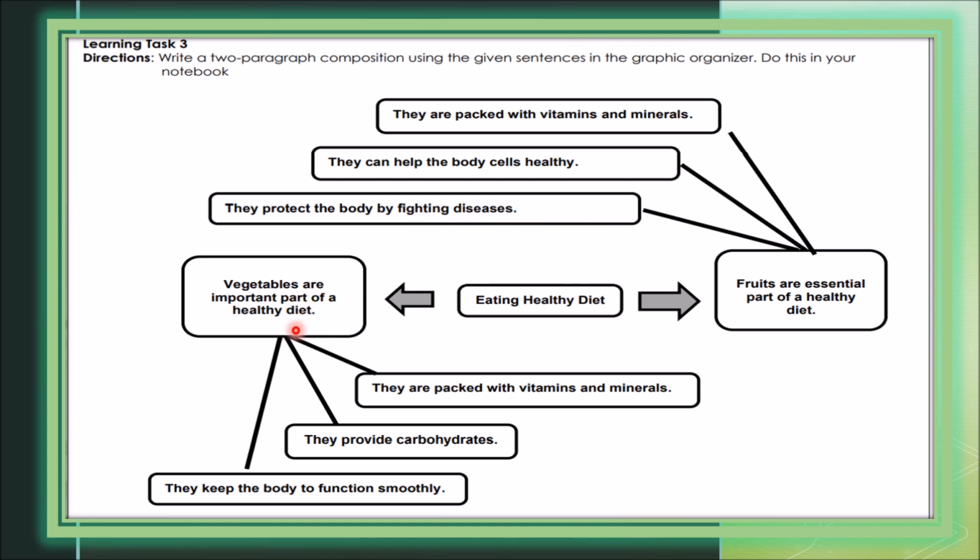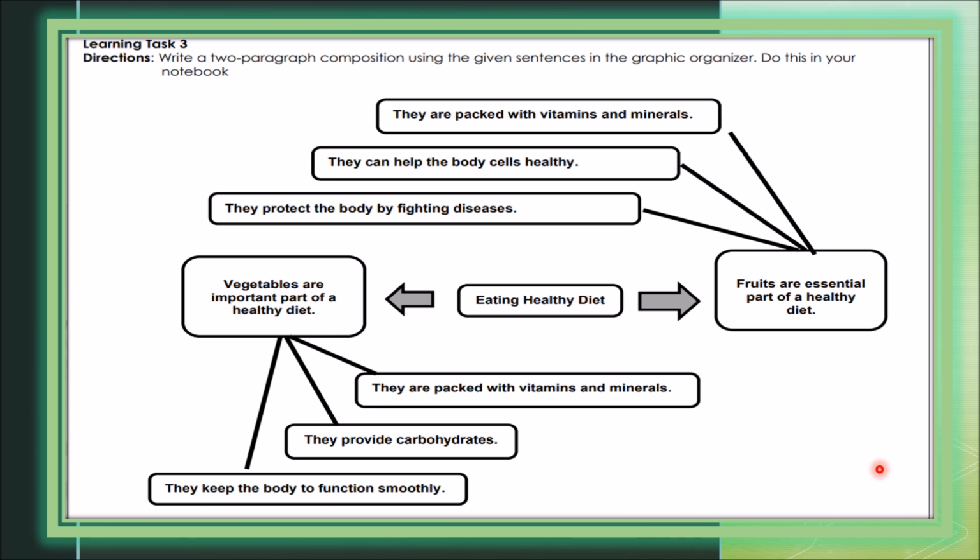And how about vegetables? Okay? They are packed with vitamins and minerals too. And they provide carbohydrates also. And they keep the body functioning smoothly. So, gagawa na tayo ng paragraph tungkol dito. Okay? Gagawa tayo ng paragraph tungkol dito.